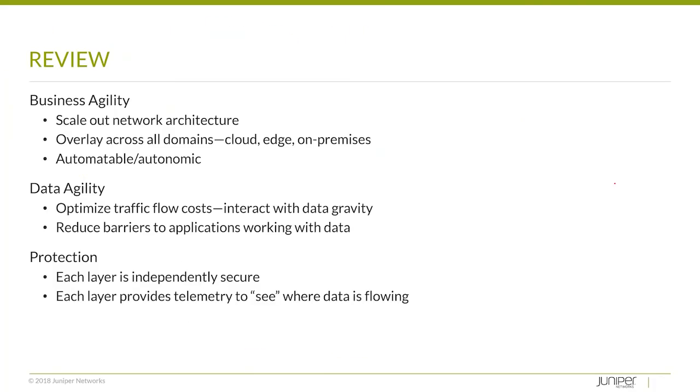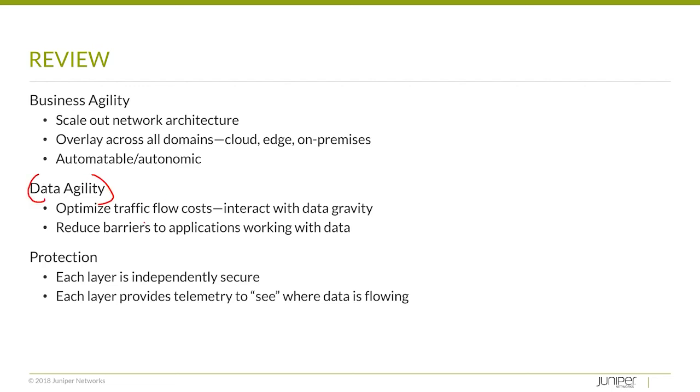All right, so let's do a quick review of what we just talked about, just so you get it set in your head. First of all, business agility. How am I solving business agility? I'm using a scale-out network architecture. I'm using an overlay across all domains, cloud, edge, and on-premises. This would be my EVPN overlay. And I'm paying very close attention to what's automatable versus what is autonomic. I want to make as many of these layers as close to autonomic, or self-driving, as I can. And then I also want to make everything very automatable with machine interfaces.